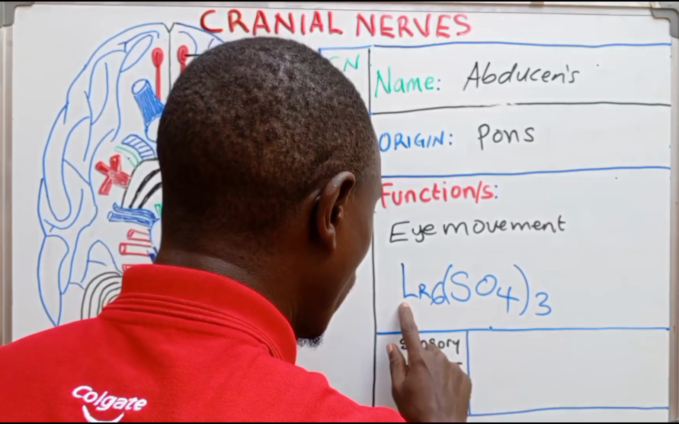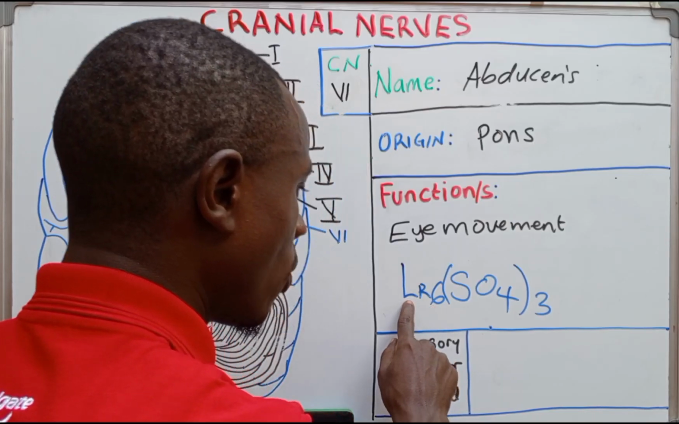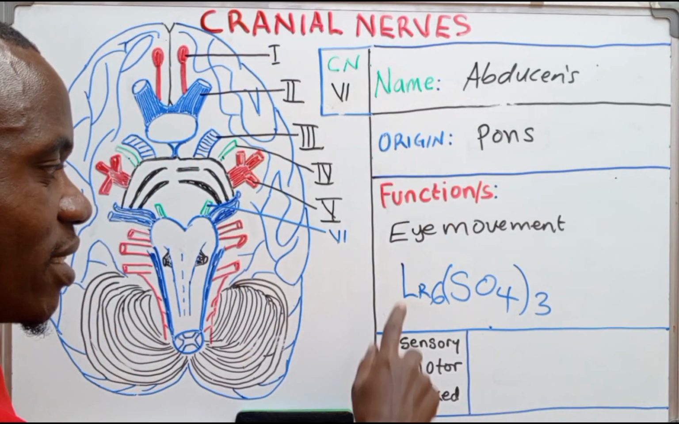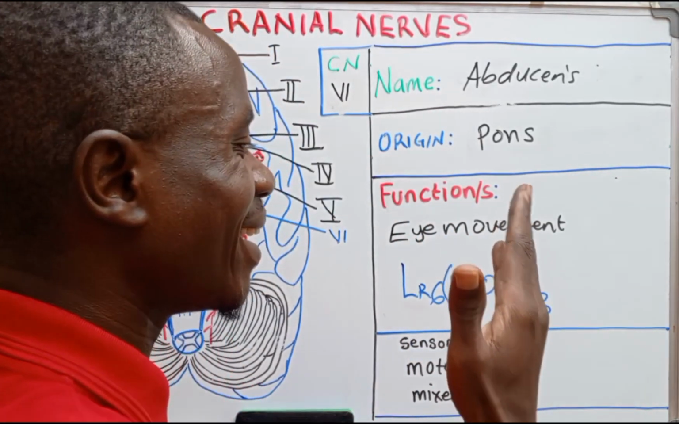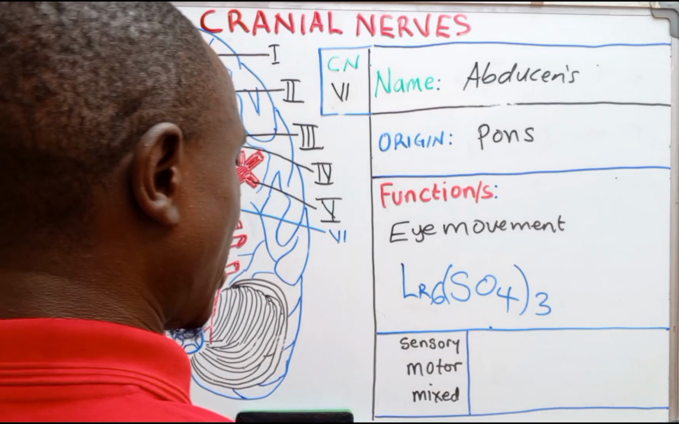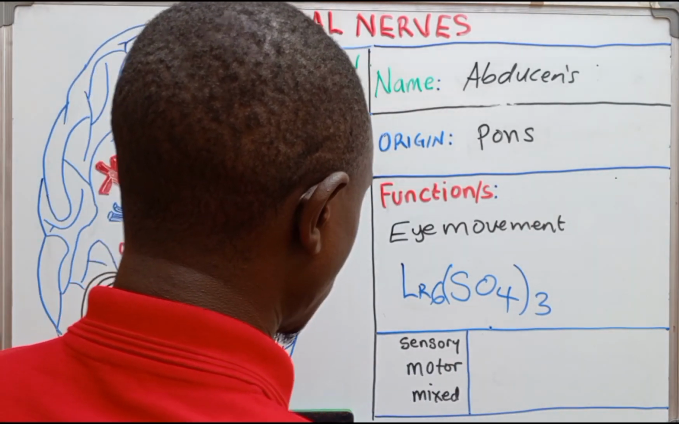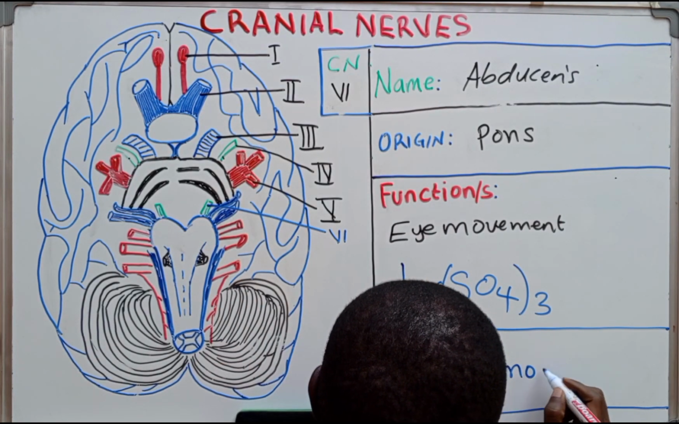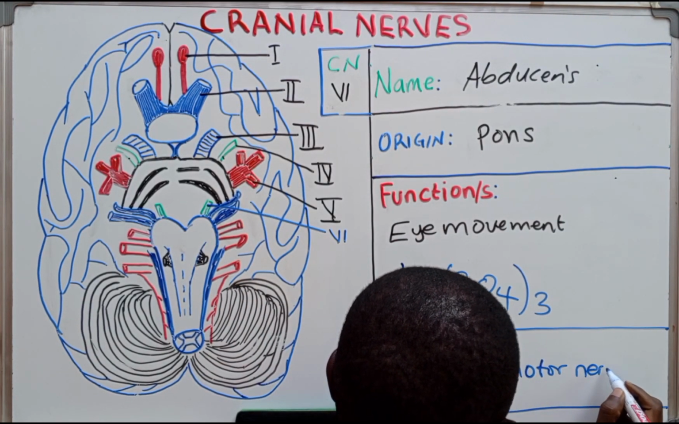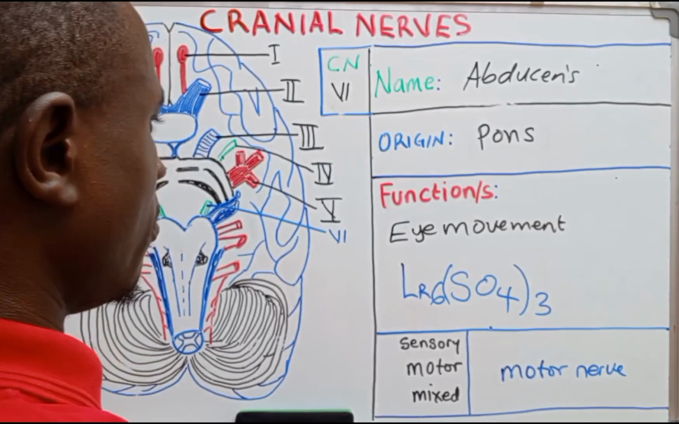Okay, so now our cranial nerve number 6 is going to be supplying what we call the lateral rectus, leading to eye movement laterally, or to the lateral side. And this cranial nerve number 6 is going to be a motor nerve. Okay, it's such a beautiful thing.